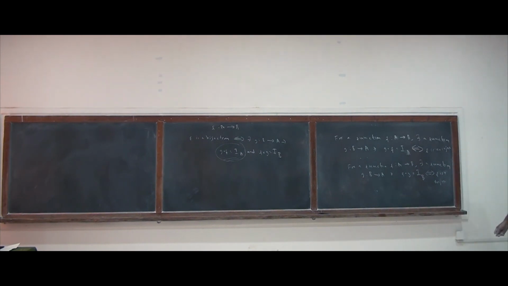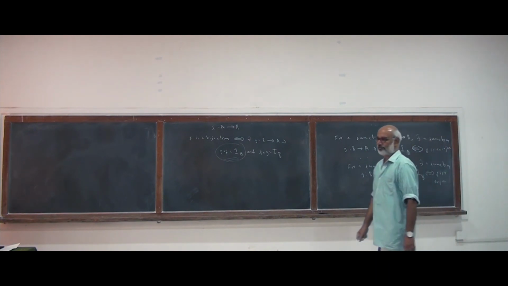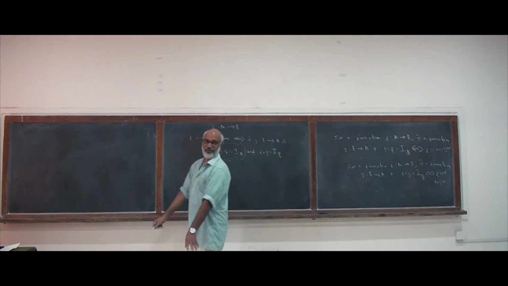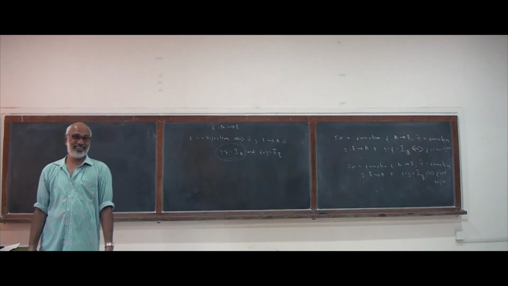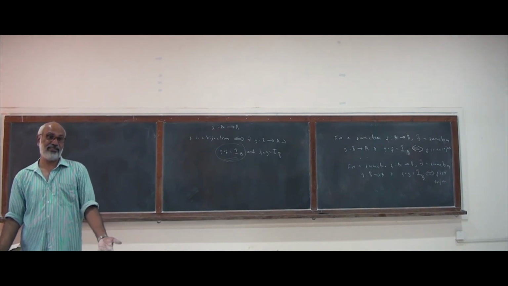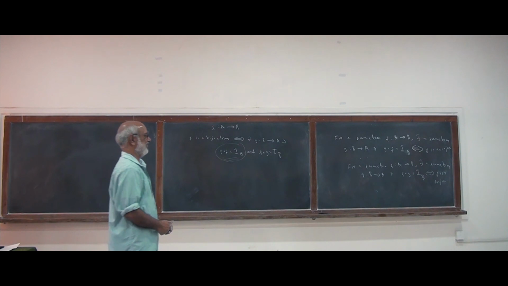Say a function has a left inverse if and only if it is an injection. It has a right inverse if and only if it is a surjection. And it has an inverse if and only if it is both an injection and a surjection, that is, it's a bijection.